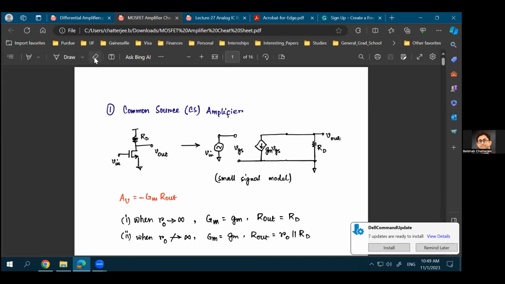So of course, common source is something that you have looked into before, where you have your input at the gate, you have your output at the drain, and your source is the common terminal or the reference terminal, and that's why it's called a common source.